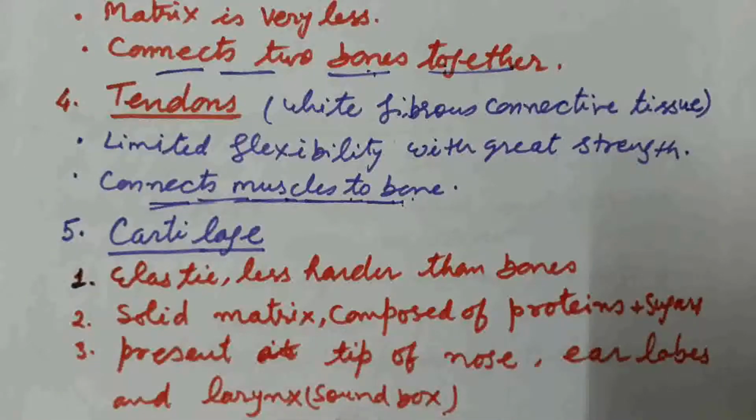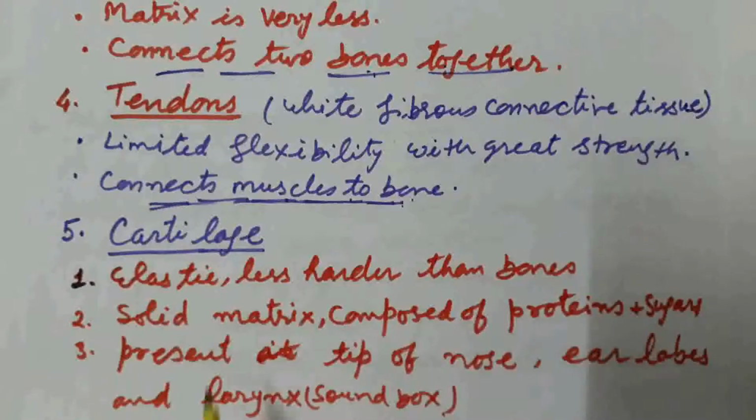So cartilage is present at the tip of the nose. If we touch the tip of our nose, it is soft. It is made up of cartilage. Similarly, ear lobes are very soft. They are made up of cartilage. And in the larynx, which is the sound box that helps in creating sound, there is also cartilage present.